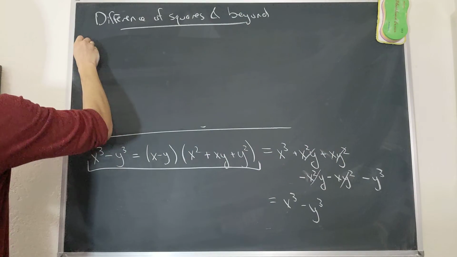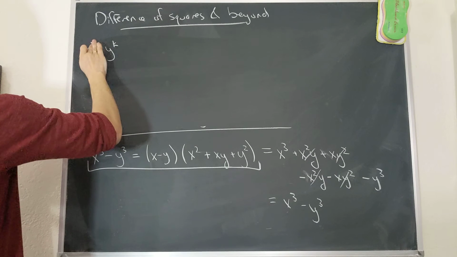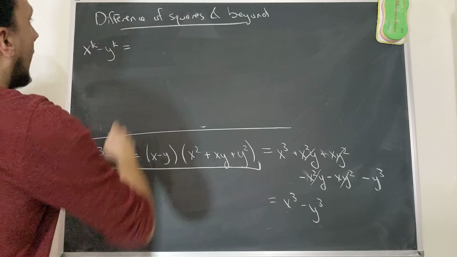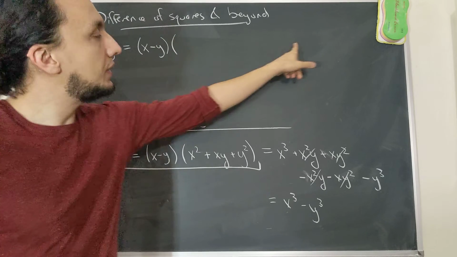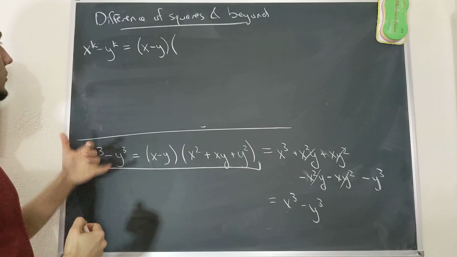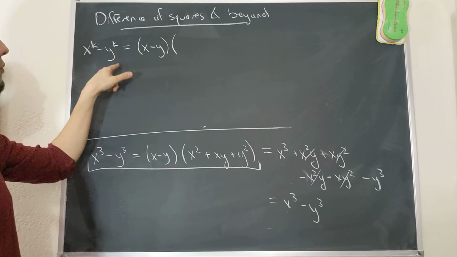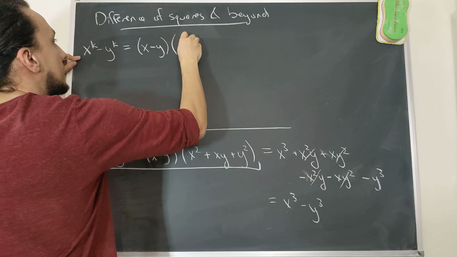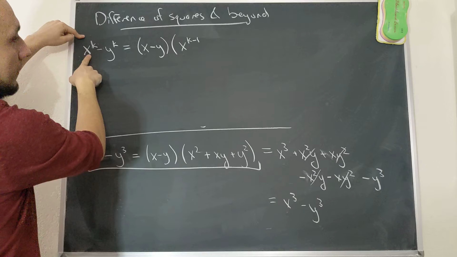Let's look at x to the k minus y to the k. Draw that a little more nicely. And the idea is this is going to be x minus y times something which I want to end up with x to the k, a bunch of cancellations, and then minus y to the k. So if it's going to be x to the k, I want the first term to be x to the k minus 1. Then when I multiply these two together, I'll get my x to the k.